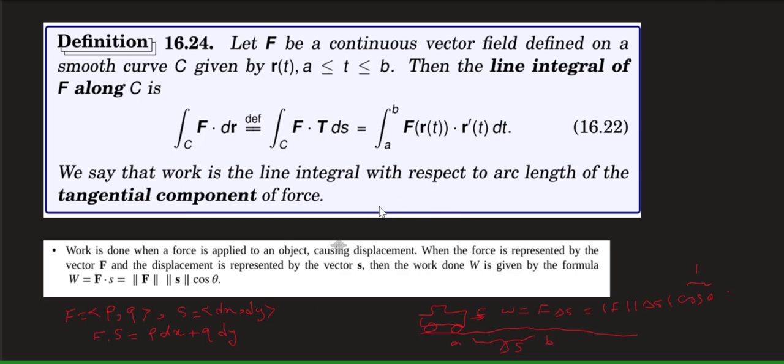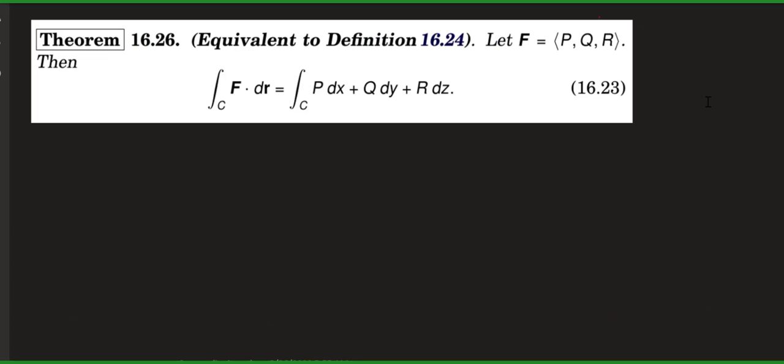Let's go to an example and see how we can compute the work done by a force over a curve in a vector field. This theory also presents another form of the line integral for the vector field F over curve C, which is equal to P dx plus Q dy plus R dz.